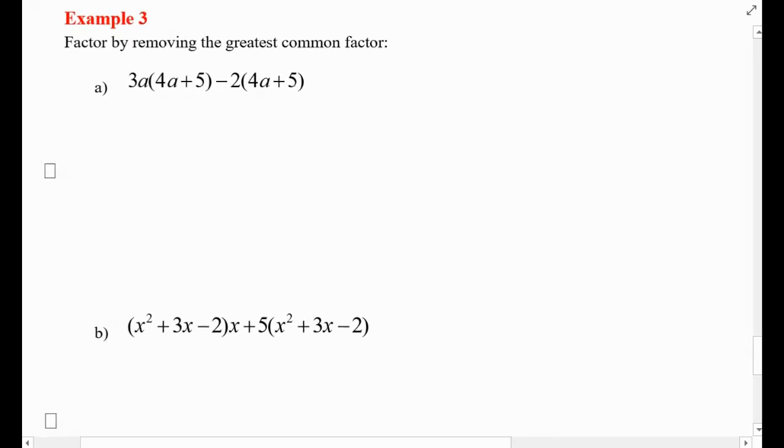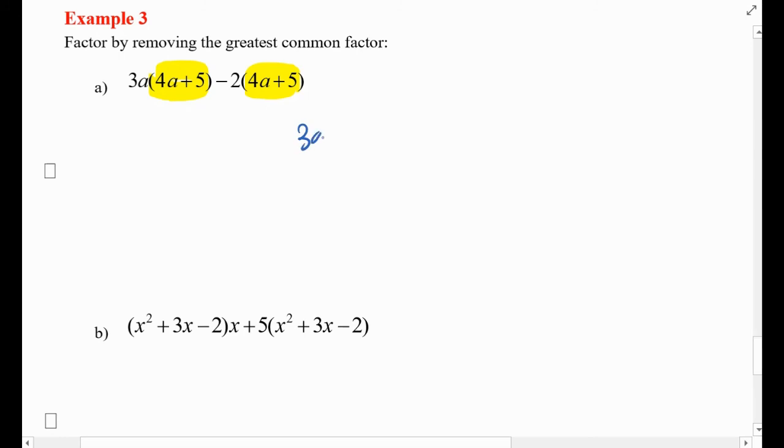So factor by removing the greatest common factors. We want to factor, but if you look at this, the equation looks really complicated. But do you guys see anything in common in this equation? I see something in common. What do you guys see? 4a plus 5. The bracket 4a plus 5. They are in common in both terms.